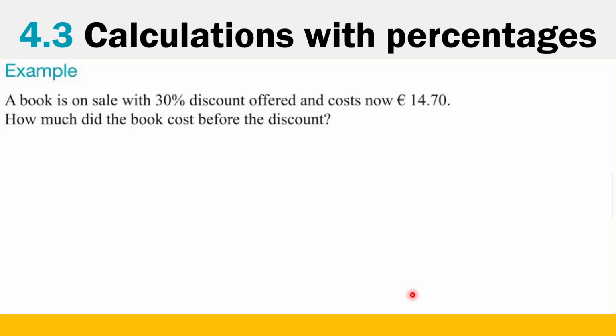A book is on sale with 30% discount offered and costs now €14.70. How much did the book cost before the discount? So first analyze this. They give me a discount, so that means a percentage decrease, and they give me new. They say it now costs 14.70 euros.